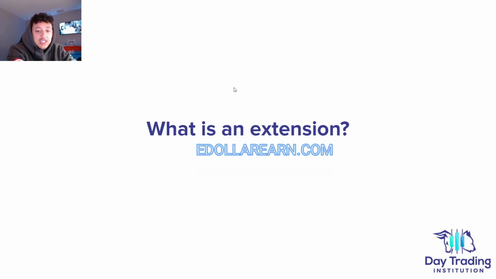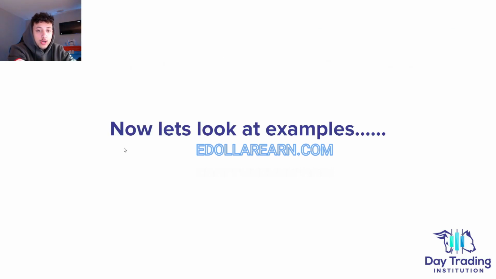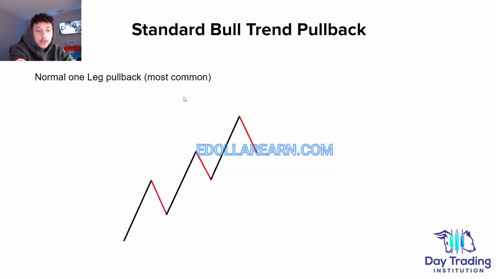Now, what is an extension? An extension is when the market continues in the direction of the trend after a pullback. Typically, an extension is when price goes higher than where the pullback actually started. So let's look at some examples here. What we're going to be looking at here is a bullish market structure. Again, you should know this bullish market structure from the higher highs and higher lows within this market pattern here, right?